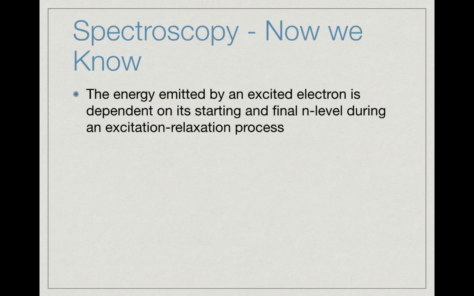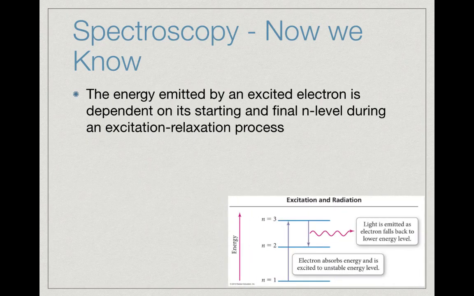So now let's take a step back and go to spectroscopy. We talked about how the energy was emitted by an excited electron, and we looked at where it started and where it finished as far as its n level, and we looked at that excitation-relaxation process. So an excitation is the absorption of energy, relaxation is the letting go of that energy. So here we have excitation. Your book calls it radiation. I prefer the term relaxation.